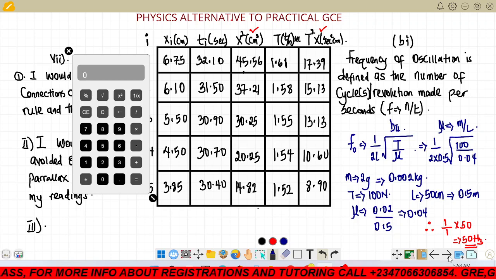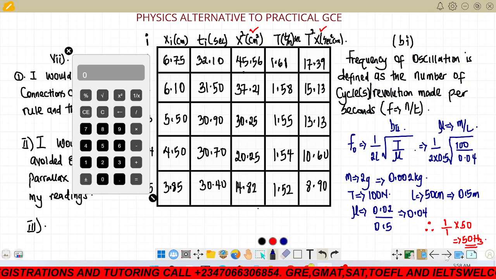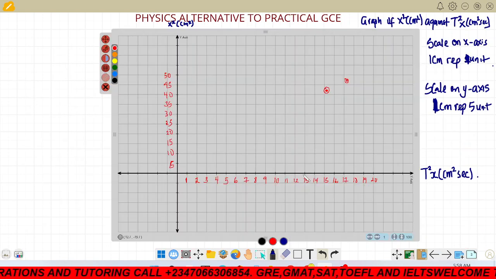30.25, 13.13. So around this place, 13.13, and what is that long one? 30.25, so 30.25, 13.13. This is 30.1, 121.125 here. So this point is on that graph.